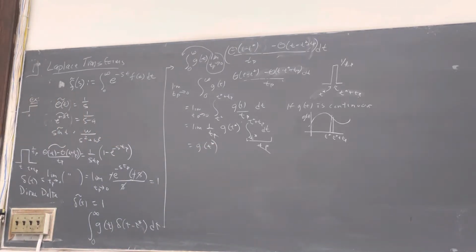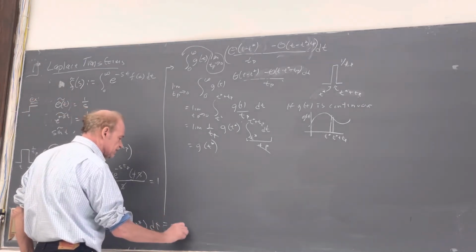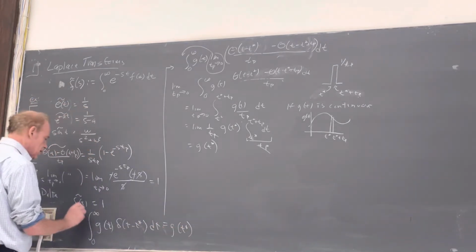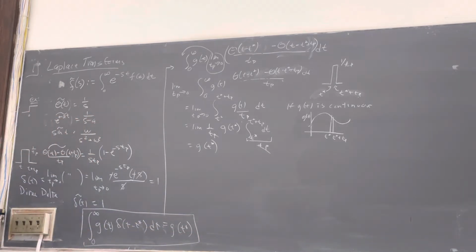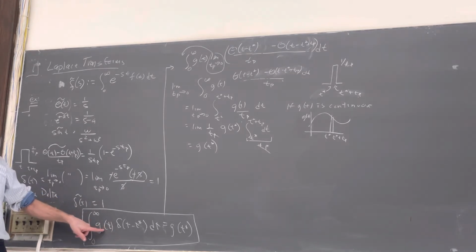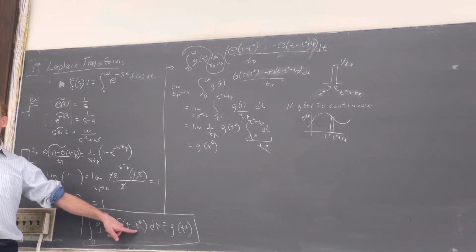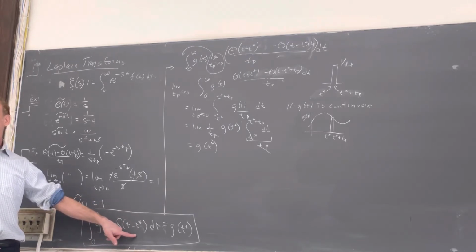So what have we shown? What we've shown is that this thing is just equal to g of t star. And that's why the delta is really useful. If I integrate g of t over a delta, I just get the value of g of t at where the pulse is, at g of t star. So this makes it particularly useful, why the delta is very useful.